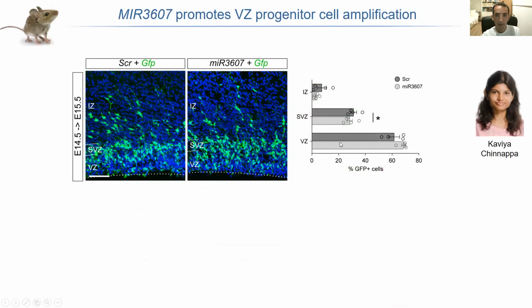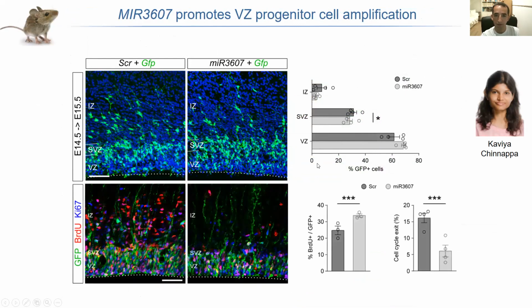However, when she looked at the behavior of these progenitors, she found that there was a higher incidence of progenitors incorporating BrdU, meaning that cycling progenitors in this ventricular zone. And then when she actually measured the rate of cell cycle exit by combining these three markers, she found that progenitors expressing this microRNA were exiting the cell cycle in a very low proportion, meaning that they were re-entering the cell cycle, not producing neurons, but amplifying themselves.